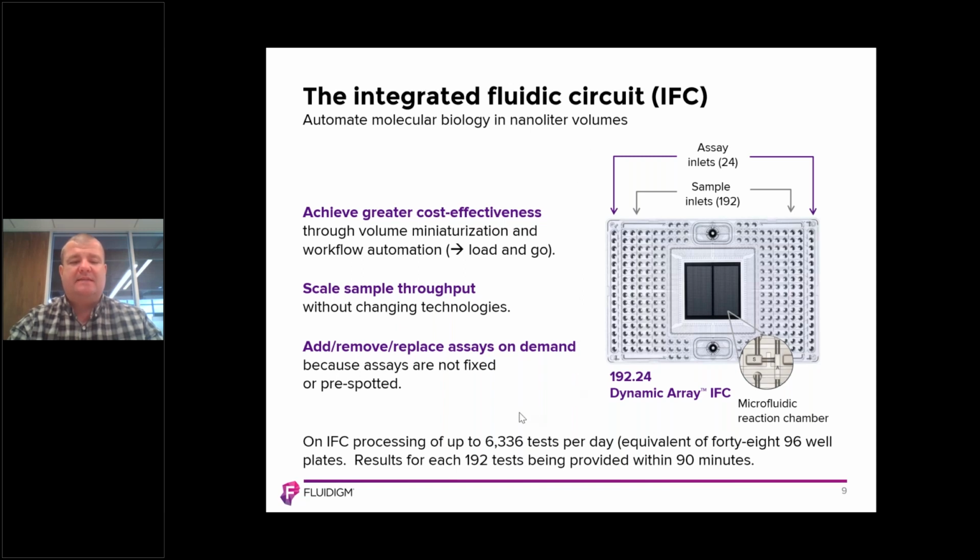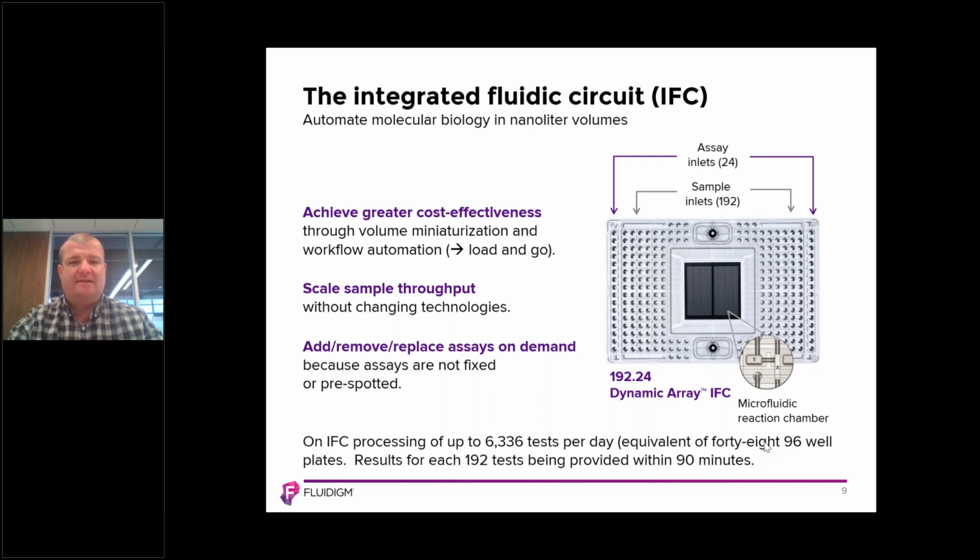The key take home on this slide is that in this IFC and the workflow that it allows, you can actually process 33 of these IFCs in one 24-hour period. What that means is that if you've got RNA that's already extracted from patients or from samples, you can process 6,336 tests per 24-hour period. That's the equivalent of 48 96 well plates.